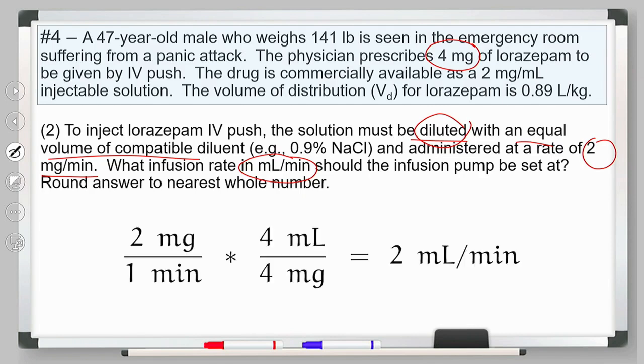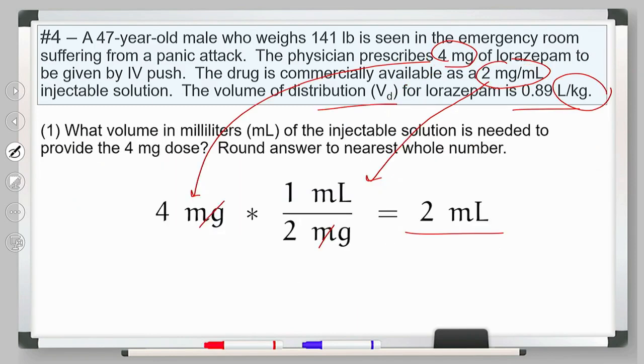Hopefully you can see when you look at my answer here that this is not a mathematical challenge, but it is a mental challenge to visualize what's happening here and how to convert your units. As I said, we want to administer it at 2 milligrams per minute. That was given to us. What we need to know is that our dose was 4 milligrams. How many milliliters of the injectable solution did we just calculate that we were going to need? What did we get on this answer here? 2 milliliters, right? We determined 2 milliliters.